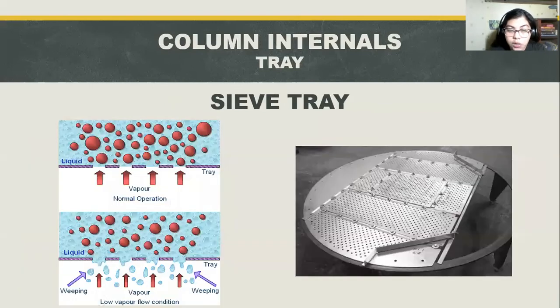Next, we have here a sieve tray. Usually sieve trays are metal plates with holes in them, and vapor passes straight upward through the holes on the liquid on the plate. The arrangement, number, and size of the holes are just design parameters.